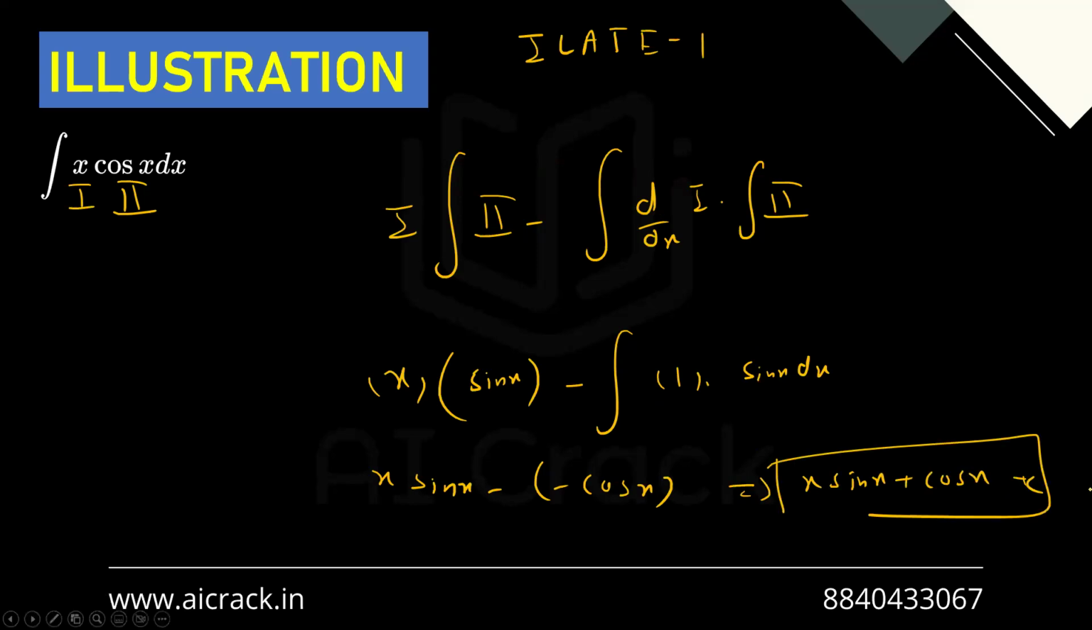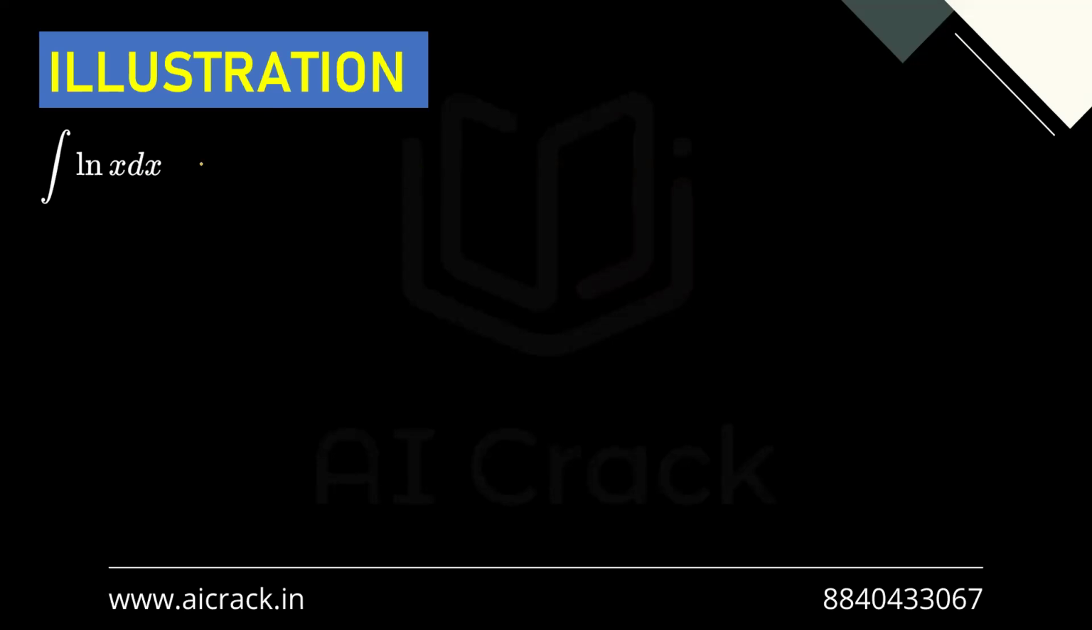Okay, and now let's solve this example. We have the integral of ln x dx, right? This can be written as 1 times ln x dx. Let's write down our ILATE over here. Now we can see that 1 is the easiest to integrate according to this table, right?